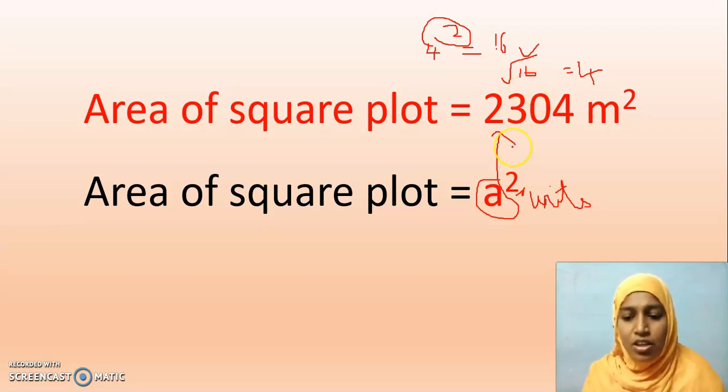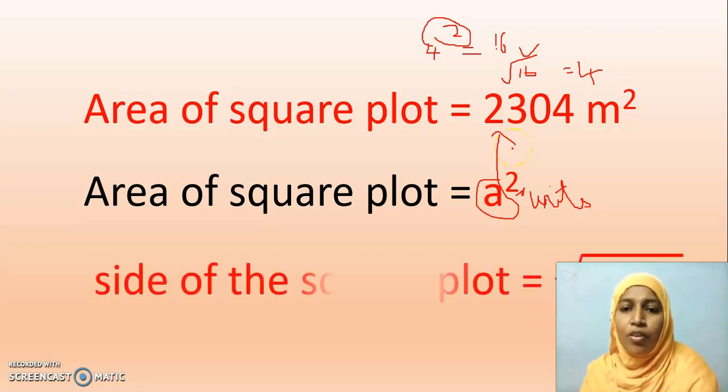Is it clear, my dear children? So how to find the side of the square now? What should I do now? Very good. I should find the square root of 2304. Is it clear? Are you ready to find the square root?